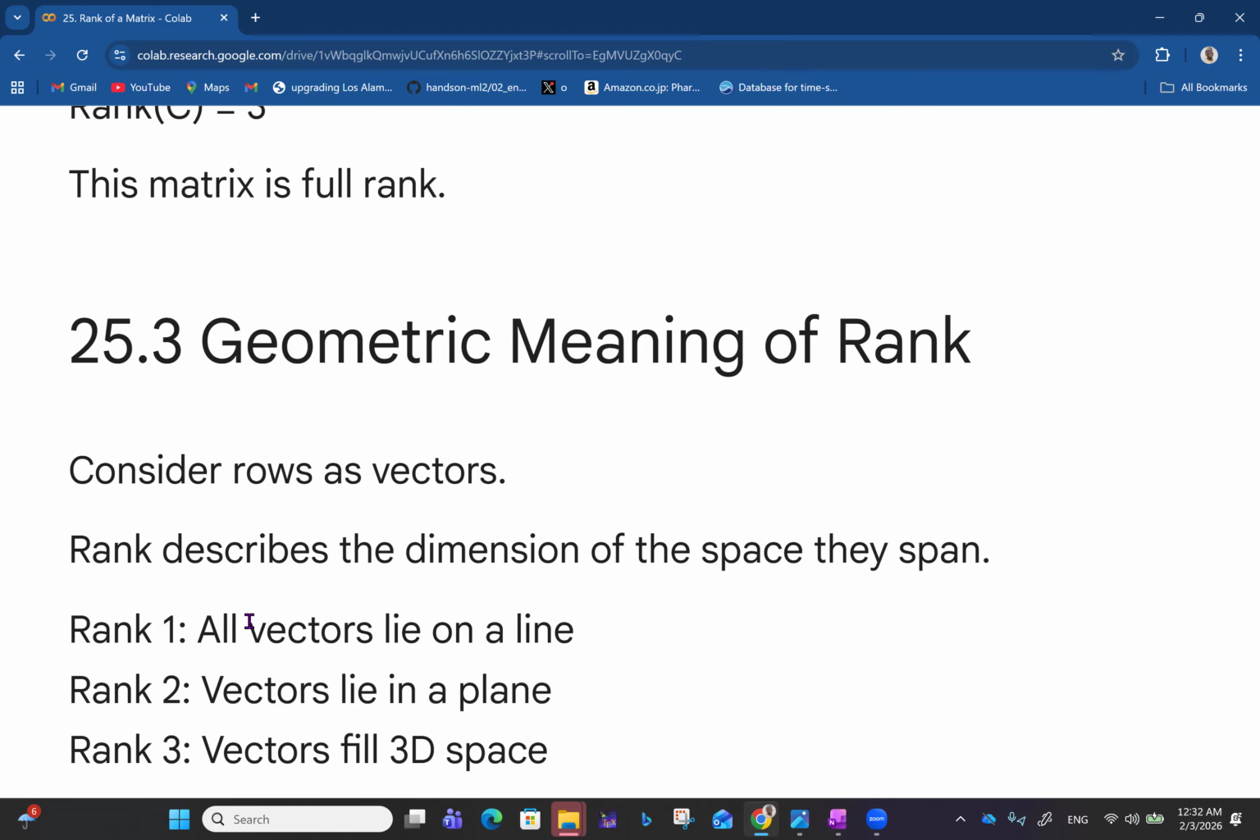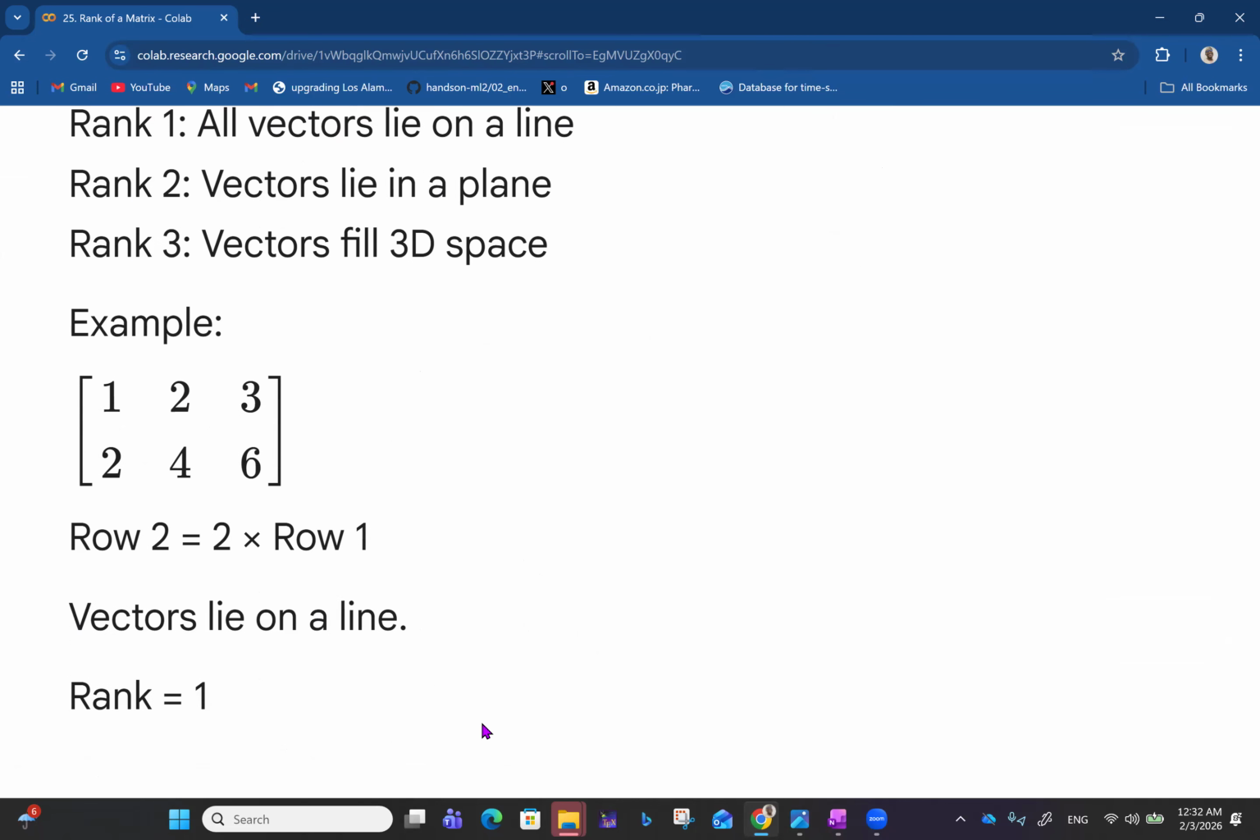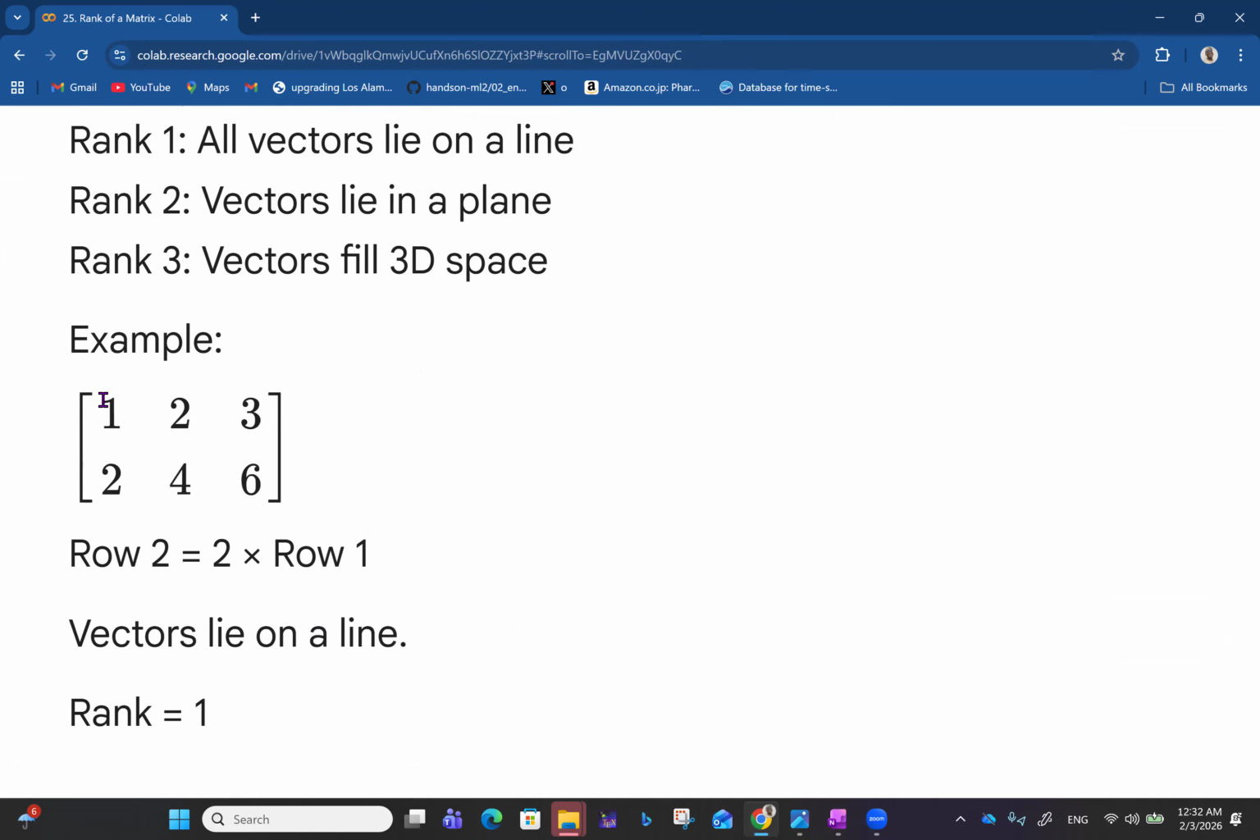So that's why, in a 3 by 3 matrix, if the rank is 1, everything collapses into a line. If you have 2 instead of 3, vectors lie on a plane. But if you have 3, the whole space is filled up. So imagine this now. You have 1, 2, 3, 2, 4, 6. Of course, because row 2 is 2 times row 1, the vectors will lie on a line because the rank of this matrix is just 1 in that case.